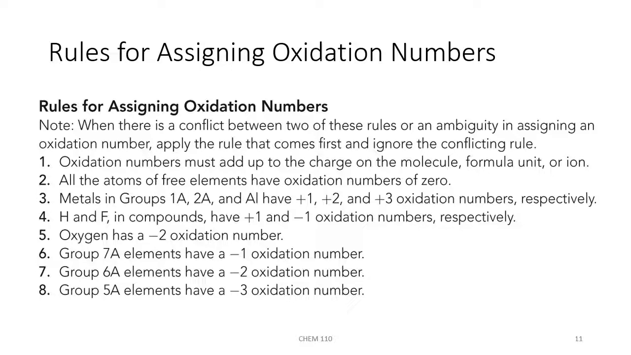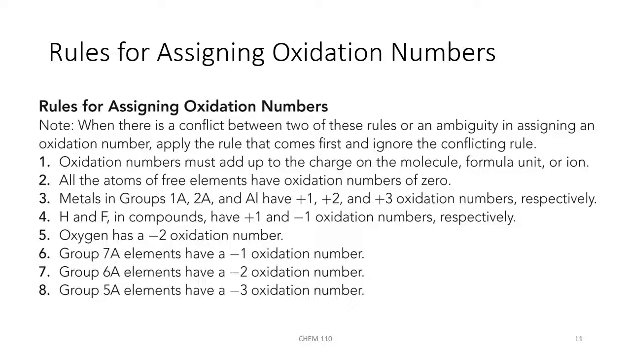The rules are ordered in terms of their rank, meaning Rule 1 is ranked higher than Rule 8. Let's go through them. Rule 1: oxidation numbers must add up to the charge on the molecule, formula unit, or ion. Rule 2: all of the atoms of free elements have an oxidation number of 0. Rule 3: metals in groups 1A, 2A, and aluminum have +1, +2, and +3 oxidation numbers respectively.